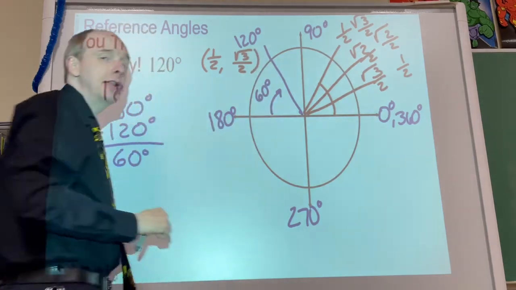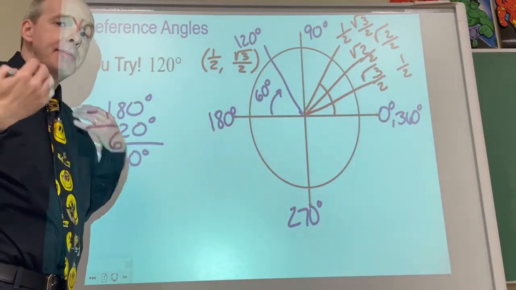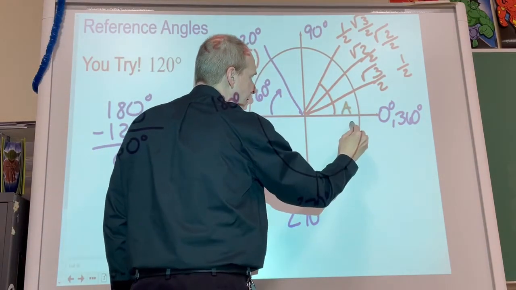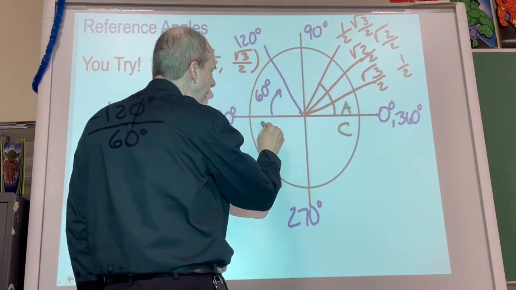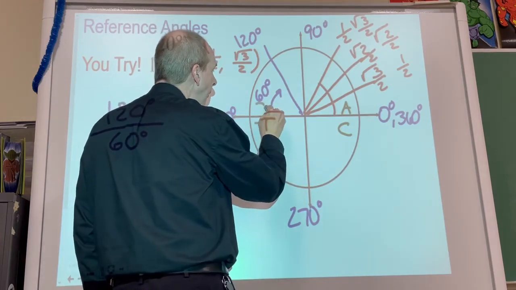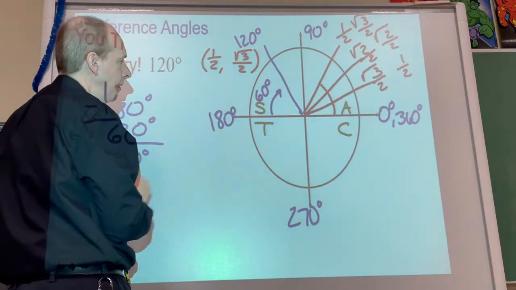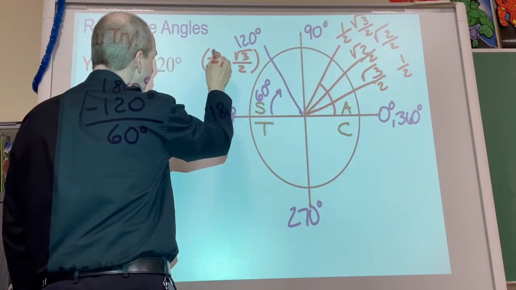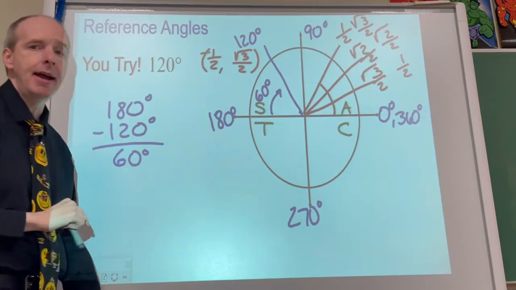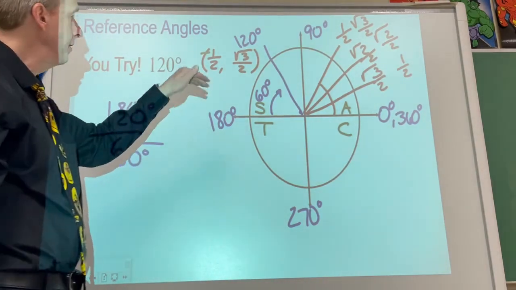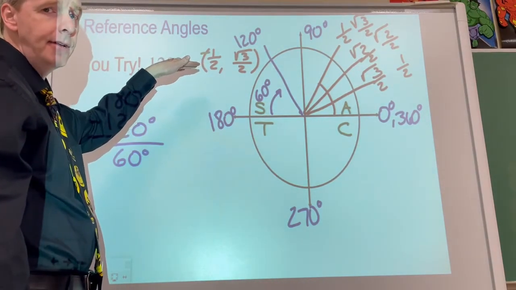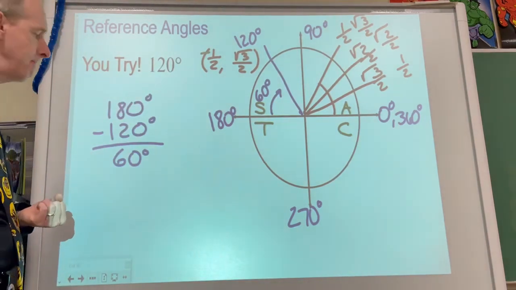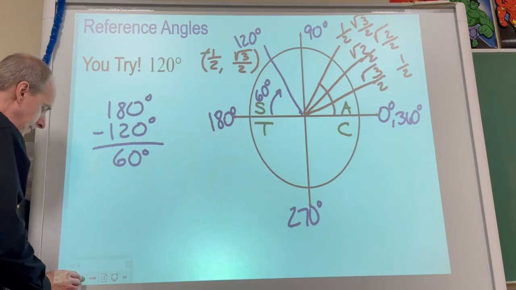The question is, which one is positive? All are positive, only cosine's positive, only tangent's positive, only sine is positive. Only sine is positive. So radical 3 over 2 is positive, but we have negative 1/2. Cosine of 120 is negative 1/2. Sine of 120 is radical 3 over 2. Hope you got it right.